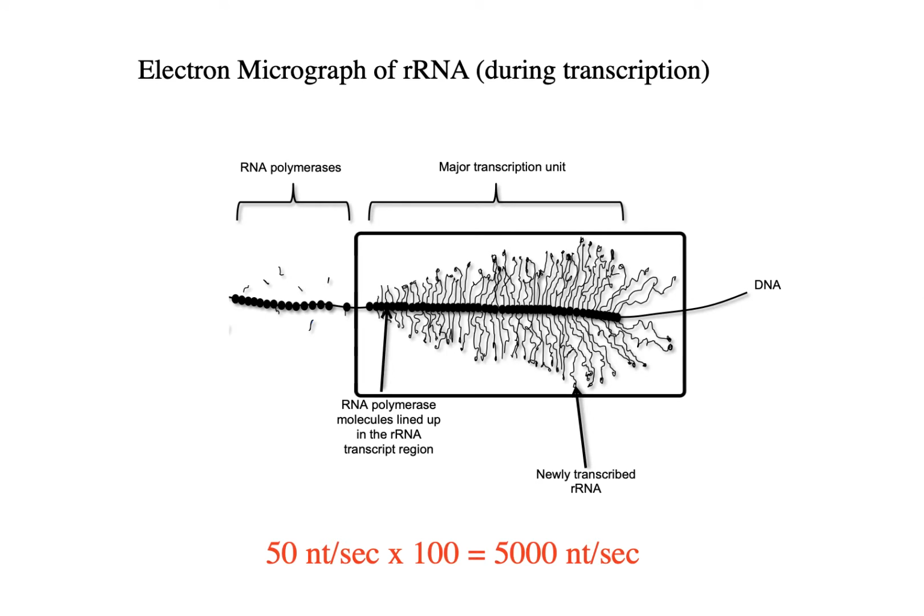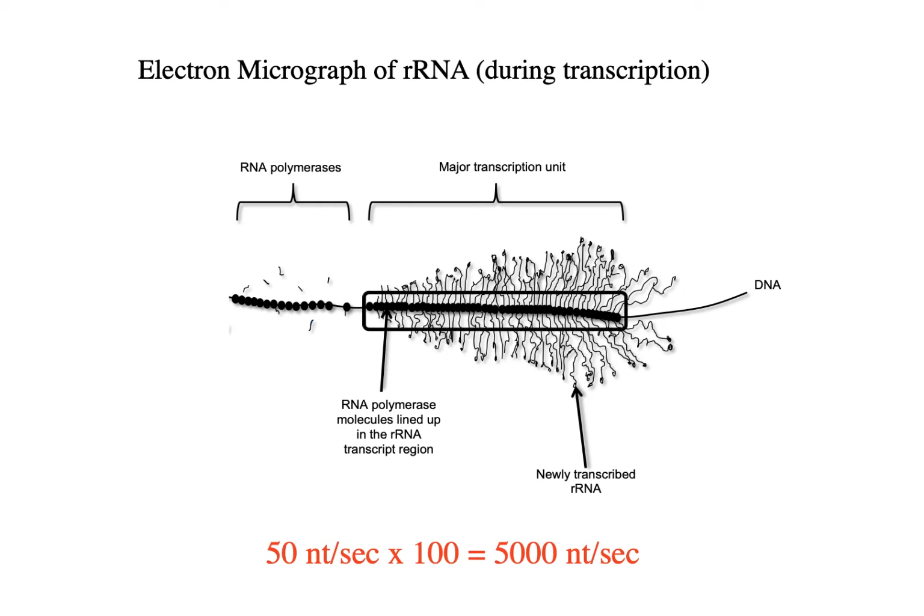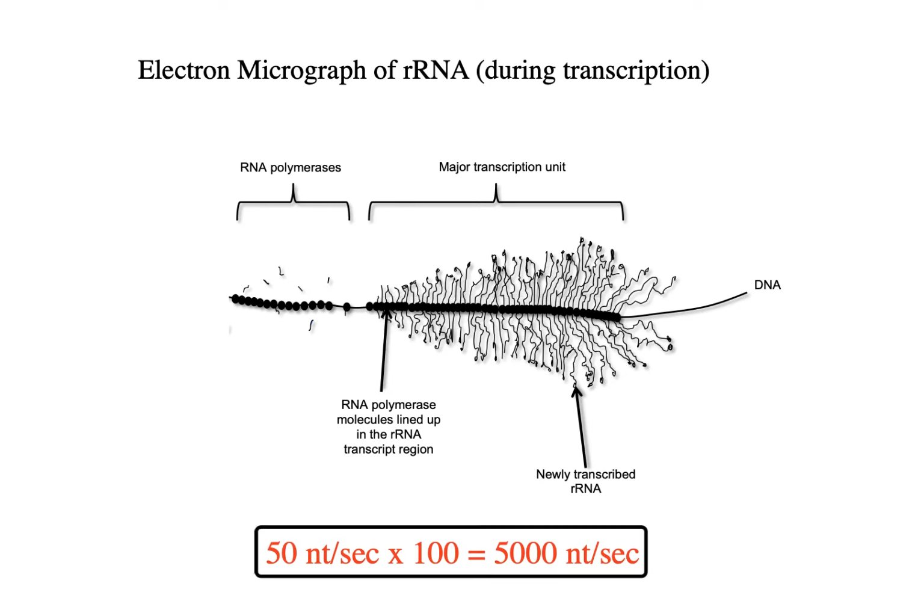And they do this by loading up the gene with RNA polymerase, transcribing here and then moving all the way to the end where you've got a complete transcript. So they load up approximately 100 RNA polymerase molecules on the gene. The basic rate of transcription is about 50 nucleotides per second, and if you multiply that by 100, then for each transcript you're getting approximately 5,000 nucleotides per second.